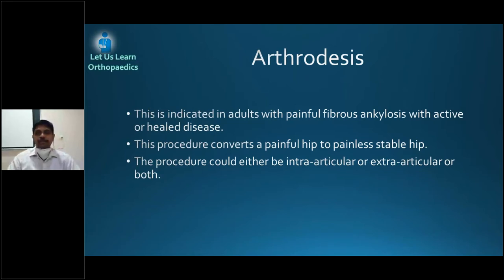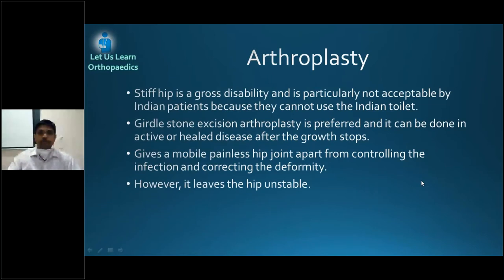Arthroplasty, is there any role? That is replacement of the joint. Is there any role? A stiff hip is a gross disability and is particularly not acceptable to the Indian patient because they cannot use the Indian toilet. Girdlestone excision arthroplasty is preferred and it can be done in active or healed disease. That means you excise the whole femoral head. That gives a painless hip joint, but however, the hip will be very unstable.